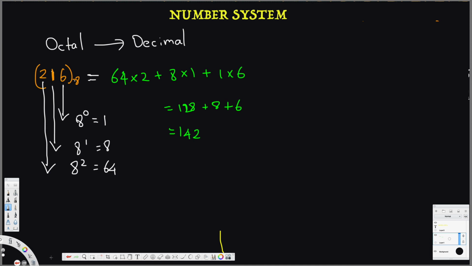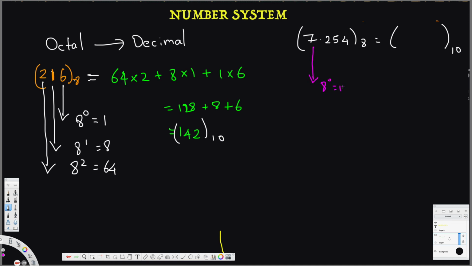Let's say we have an octal number with a decimal point. Let's say we have a number like 7.254, base 8, and we want to convert this one into a decimal number. Again we do the same thing: the first digit takes the place of 8 power 0, that is 1.